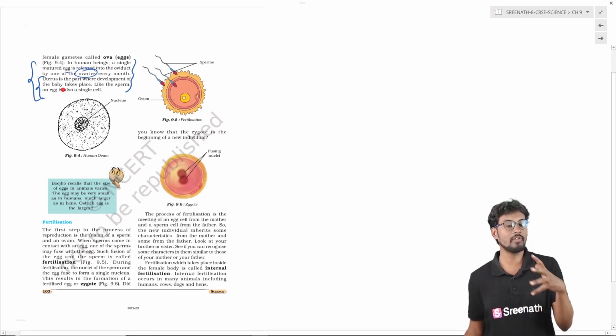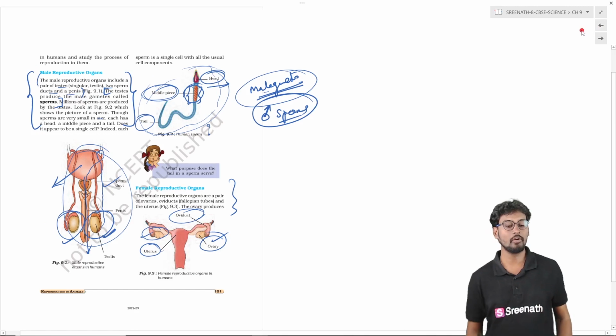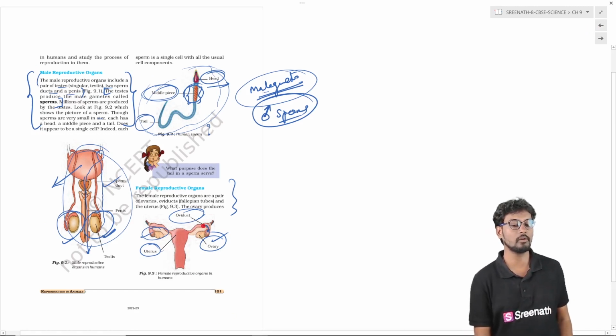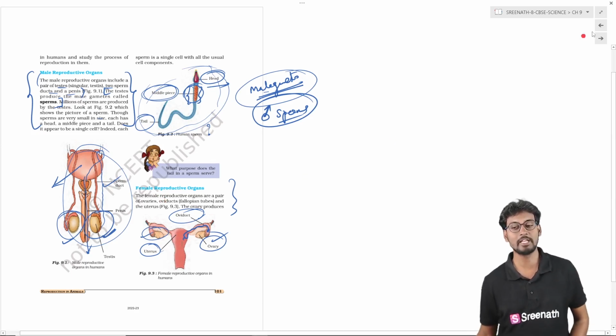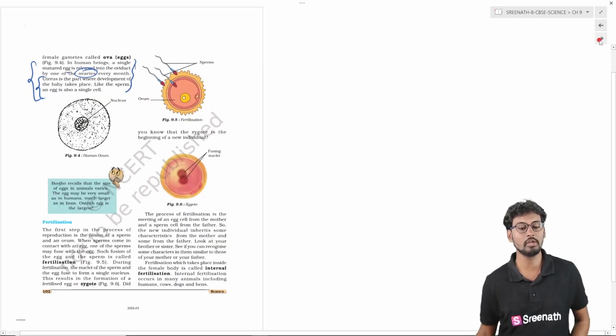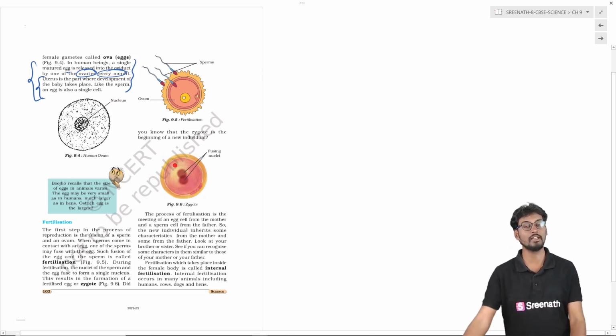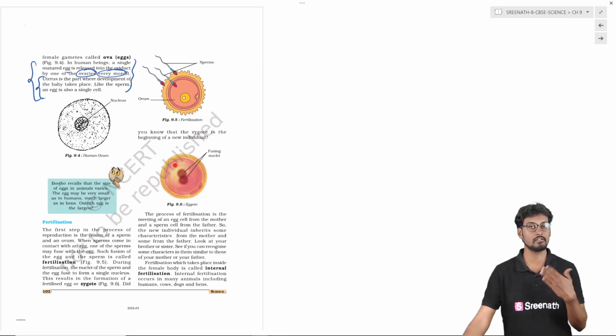It will travel down the fallopian tube, and after fertilization in the fallopian tube, that is the oviduct, the zygote undergoes some development and forms a structure called the embryo. That embryo comes into the uterus, and finally it undergoes implantation into the uterus. The ova are released per month, and there is a completion of one ovarian cycle per month.